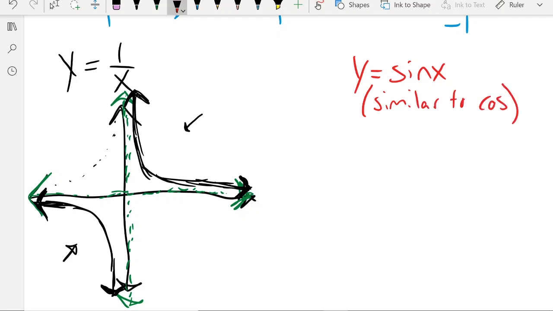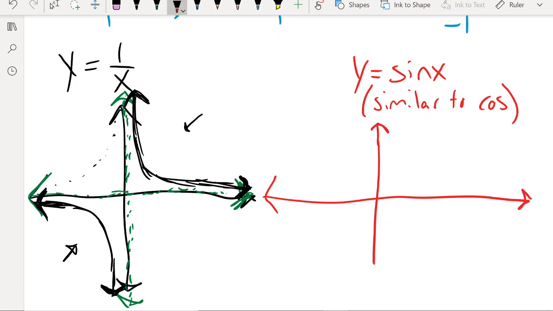So y equals sine and y equals cosine are both wave functions. They're very, very useful for describing waves. So sine starts at the origin, and it does a wave. Right? So it looks something like this. And this is not a very good drawing of it, but you kind of get the picture here.